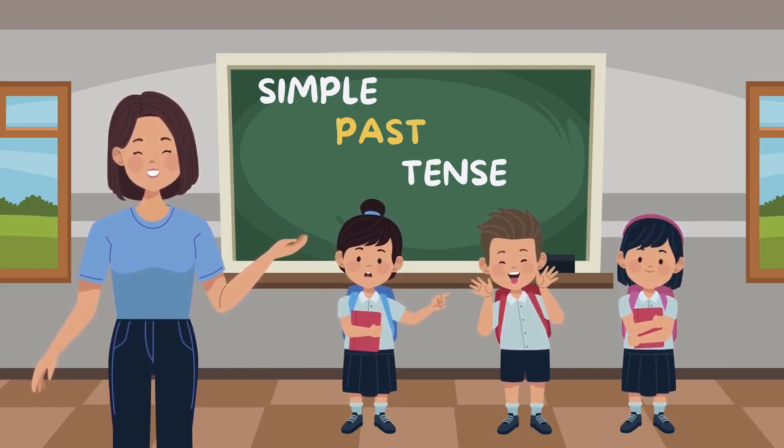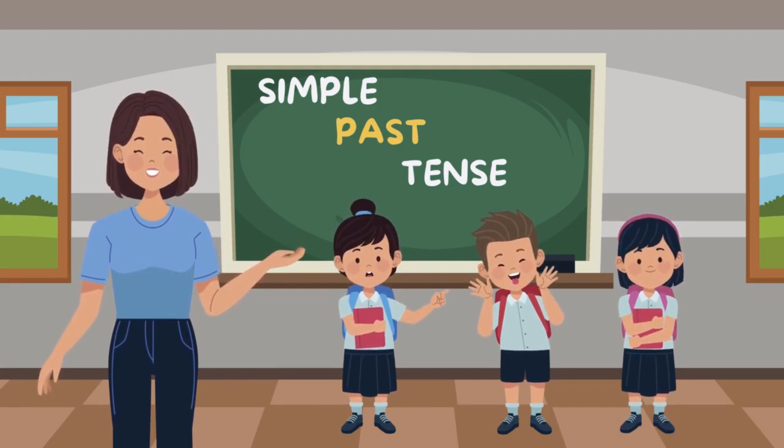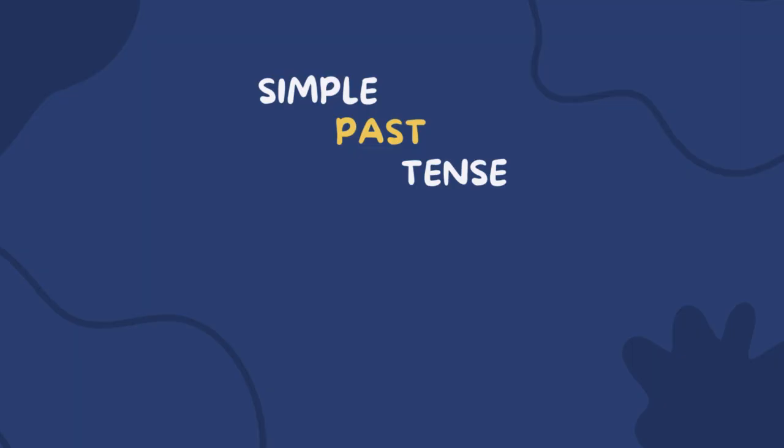Today, we will learn about the simple past tense. The simple past tense is used to describe actions that happened and were complete in the past.